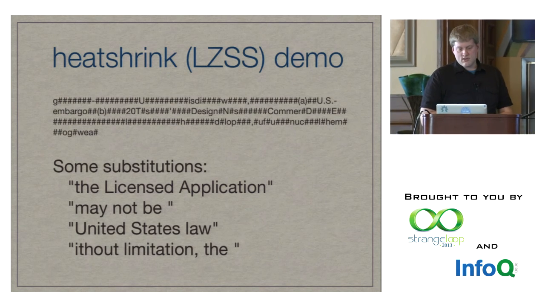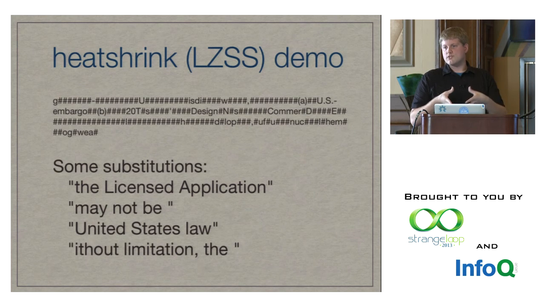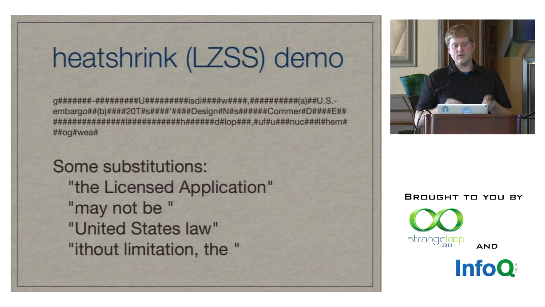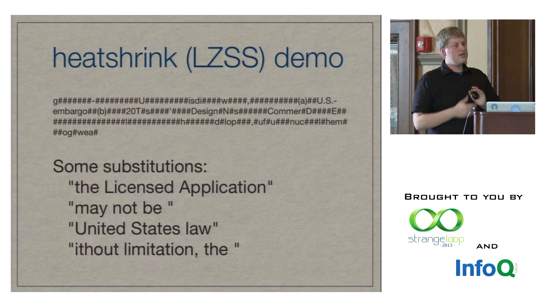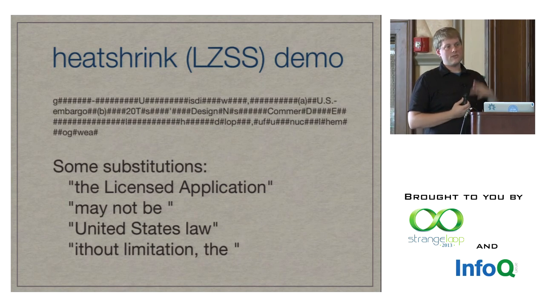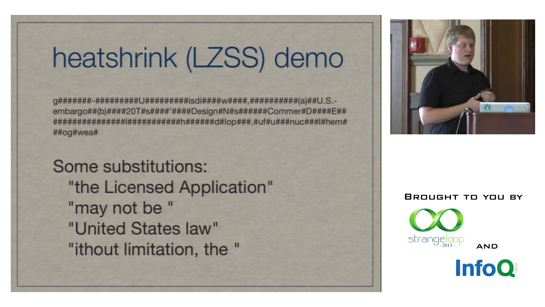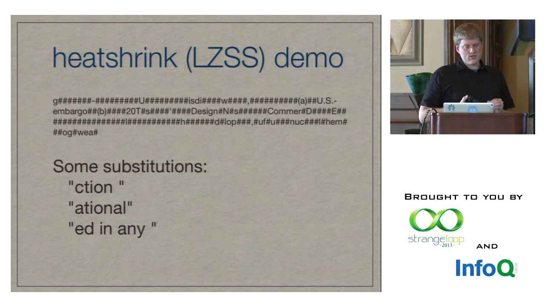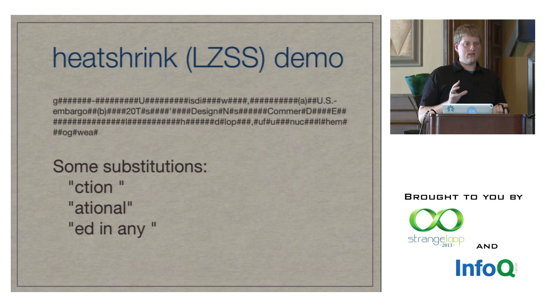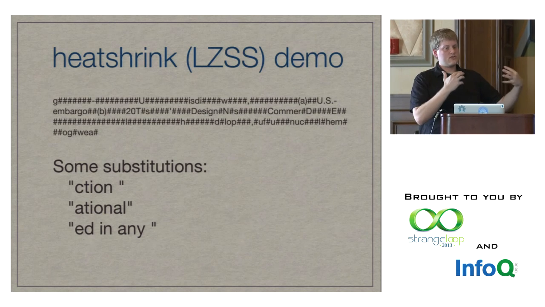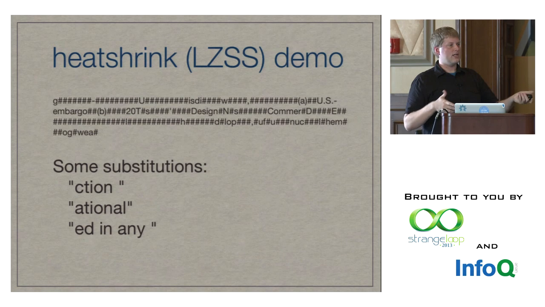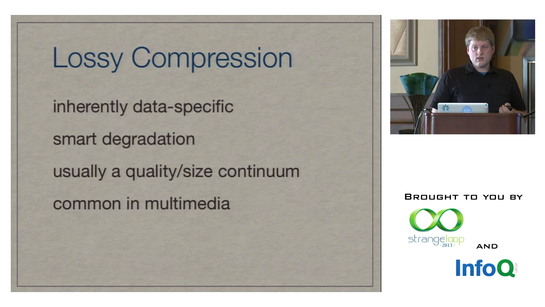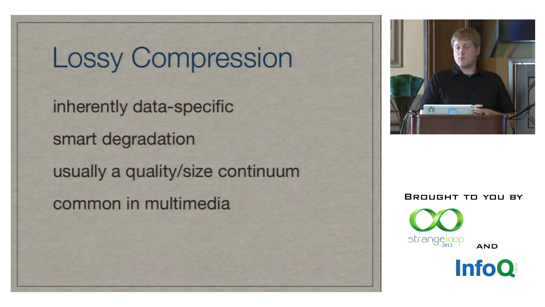So it noticed that the big cumbersome phrase, the licensed application, if it could represent that in a couple bits, there was a really major size savings. And likewise, United States law, without limitation, the, and may not be. And in the case of without limitation, the, it's dropping the leading W, I assume, because sometimes it's uppercase, sometimes it's lowercase. But it also picked up on some kind of counterintuitive substitutions like chun, ational, and edin any. But when LZSS has a really, really big buffer to dip into, it can just pick up on a lot of stuff like that.